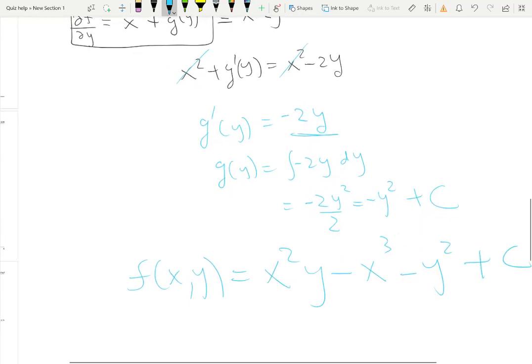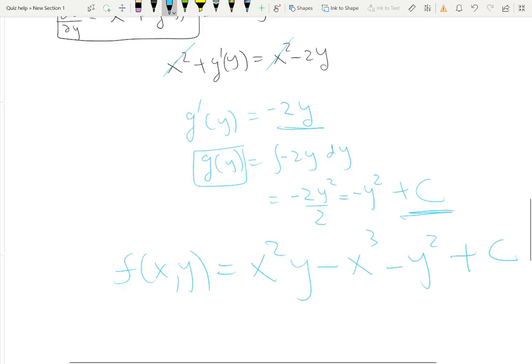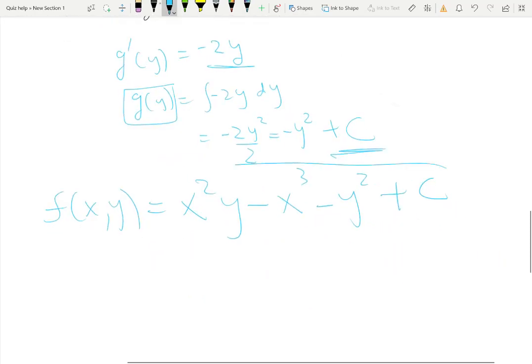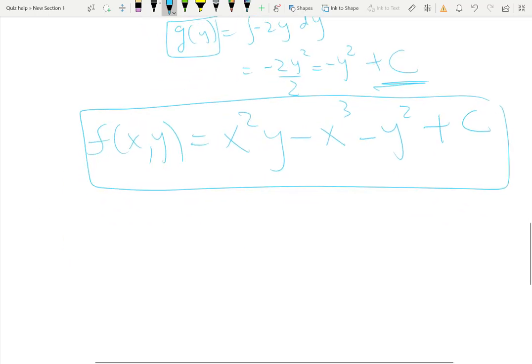Because g is only a function of y, this should really be a constant, not a function of x. Okay, so this is f. Alright, so that means what is the solution?